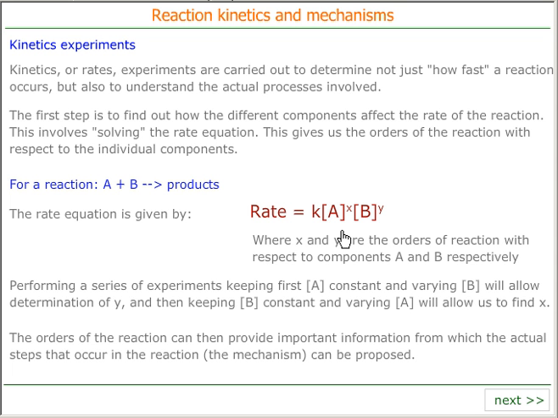and the total order of a chemical reaction is x plus y in this case. What we do is we perform a series of reactions, first of all keeping the concentration of A constant and varying the concentration of B. By examining then how the rate changes when B changes, we can find out what y is. We repeat the same process to find out the value of x. This then allows us to postulate the steps that are involved in the actual chemical reaction, and we call this the mechanism.